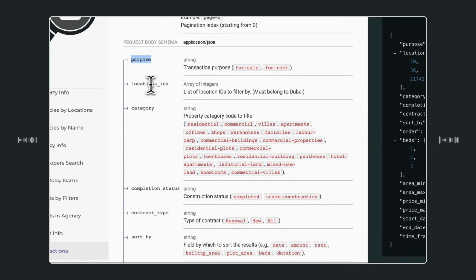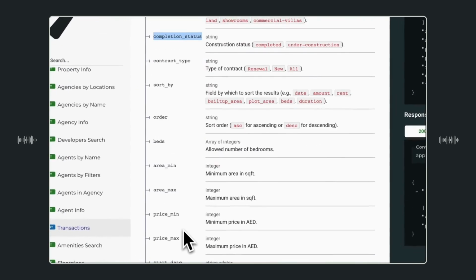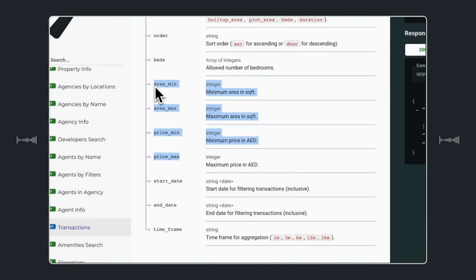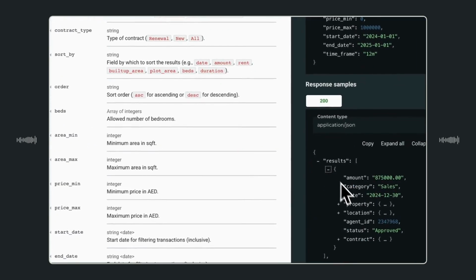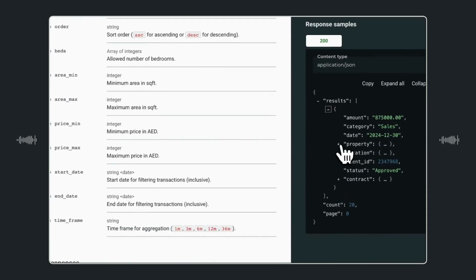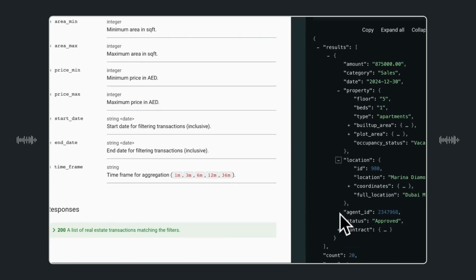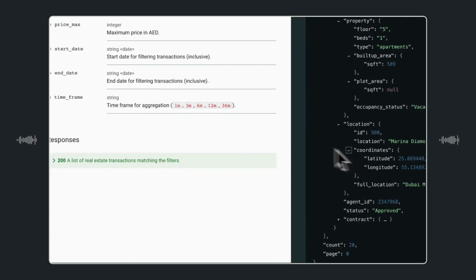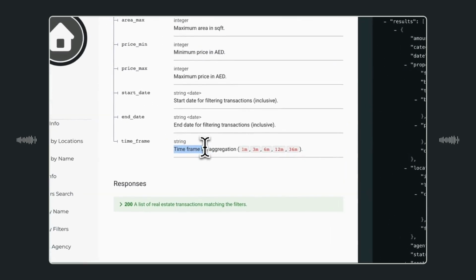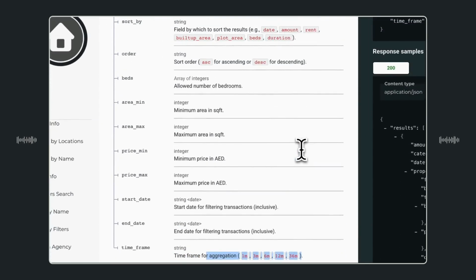You can filter by purpose, for sale or for rent, specific location within Dubai, category, residential, commercial, villas, apartments, completion status, price range, area range, and a date range. This comprehensive filtering allows for very targeted market analysis. It enables you to build really detailed historical data sets. And you can even specify a time frame for aggregation. So basically compiling all that raw transaction data into summaries like total sales volume or average price per square foot over 1 month, 3 months, or even 36 months, and sort the results by date, amount, or beds.